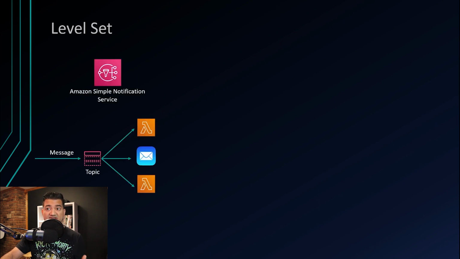Starting with SNS or Simple Notification Service, here you publish a message to the topic and there could be one or multiple subscribers to the topic and they will all get this message. So this is essentially a push mode of working, so the same message can be pushed to multiple subscribers.